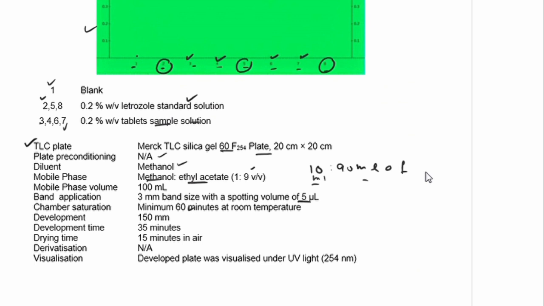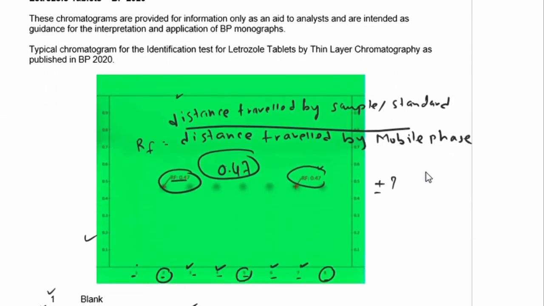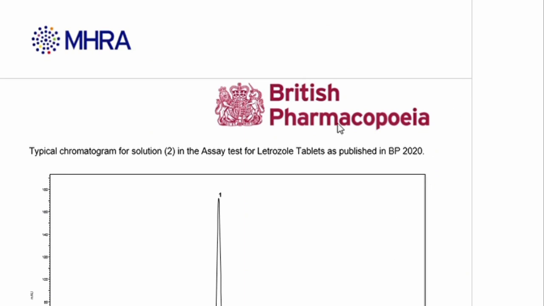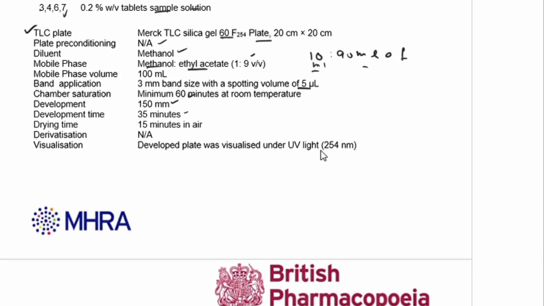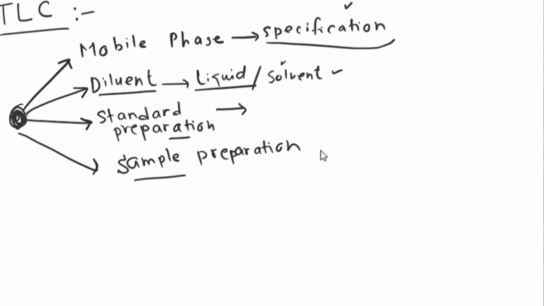Then the development would be 150 millimeter. The development time is 35 minutes. When you place your TLC plate in this chamber, it would be done in approximately 35 minutes as per the specification. Drying time, when you remove the plate, would be 15 minutes. Then visualization is UV, and they specify 254 nanometer. So these are the specific conditions for TLC of letrozole. That's all about TLC, how the mobile phase and the other things are prepared.